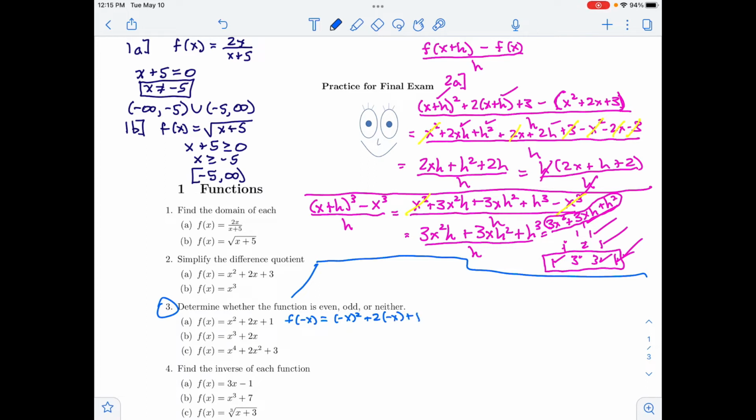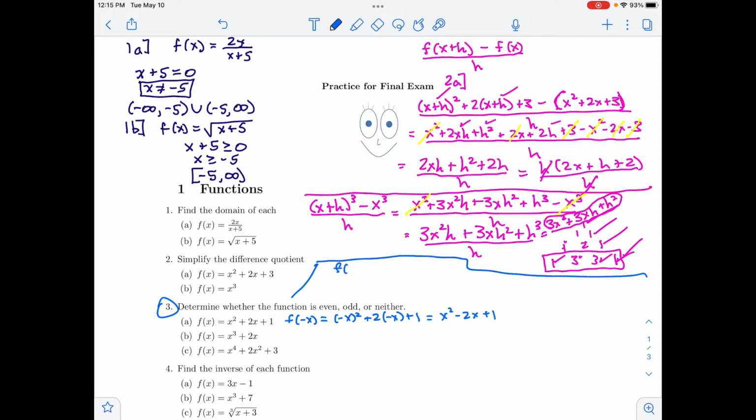Now, notice the first term stays the same. It's x squared. However, the second term gets changed to a negative. Now, the fact that x squared minus 2x plus 1 is different than x squared plus 2x plus 1 means that that's not an even function. Now, it could be an odd function if replacing the x with a negative x will give you exactly the opposite value.